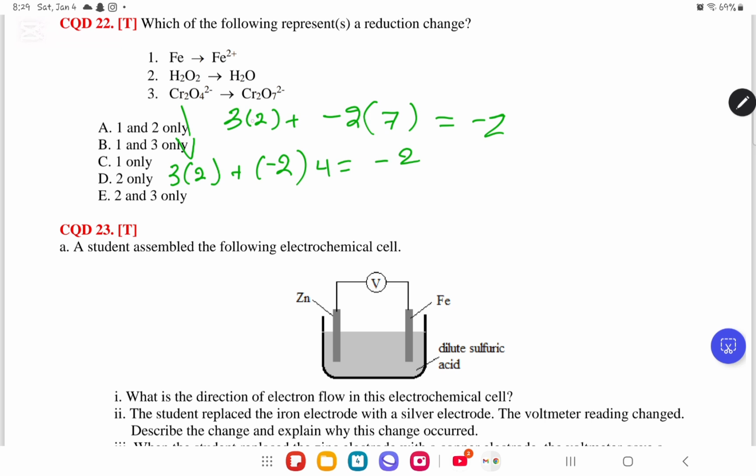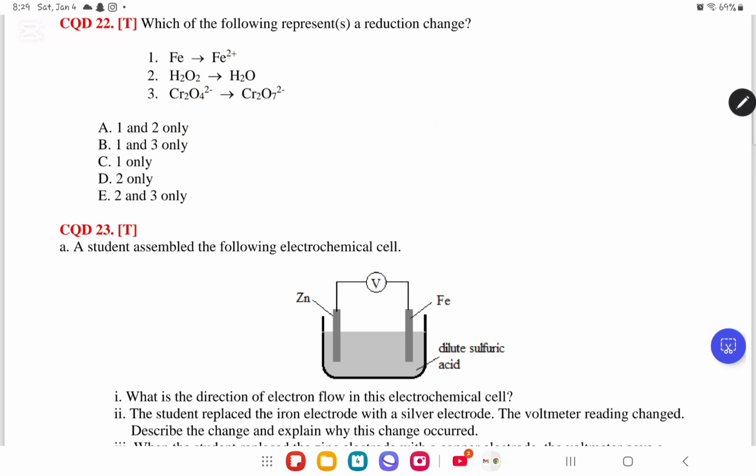So the oxidation number is no longer 3 for Cr, but then it becomes 6. So that means it's increasing. That means it's losing electrons. And if it's losing electrons, then it's definitely oxidation. And we do not need oxidation as we are only looking for reduction. So the only one that has reduction is 2. So our answer is 2 only.